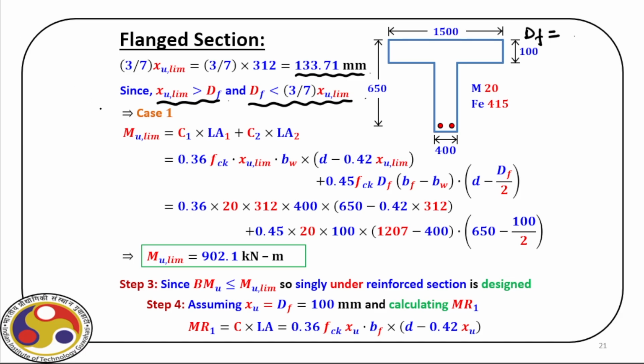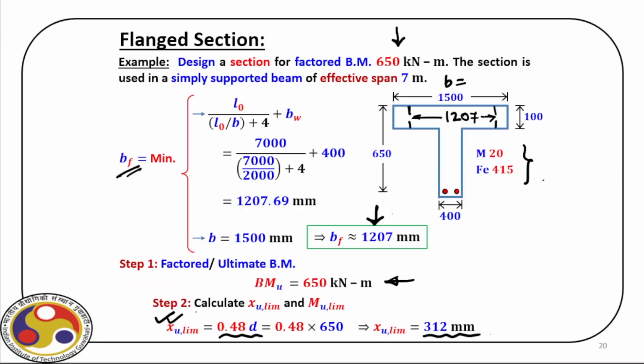So here we are in case 1. For case 1 we can find out the sectional capacity that will come from the two components C1 and C2, and once we put all these values we get this sectional capacity which is 902.1 kilonewton meter. Now the applied bending moment is how much? If we go back, we have 650 kilonewton meter as the applied bending moment.